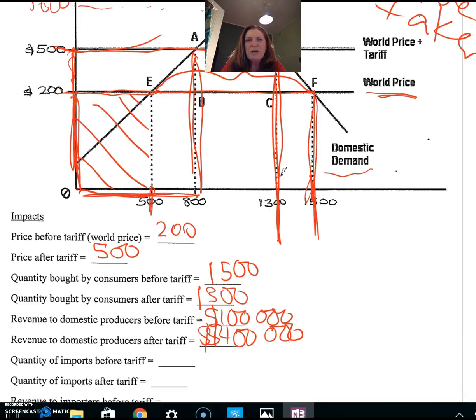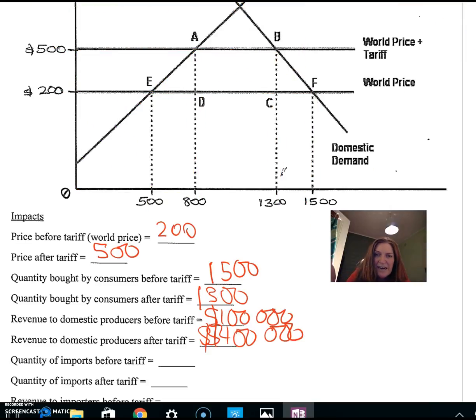Now I'm just going to clean up the diagram a little bit. Ta-da! As you can see, the diagram is now cleaner. Okay, so quantity of imports before the tariff. Before the tariff means the world price. So at the world price, quantity supplied is 500 and quantity demanded is 1,500. So the actual amount imported, EF, is 1,500 minus 500, which is 1,000 barbecues.